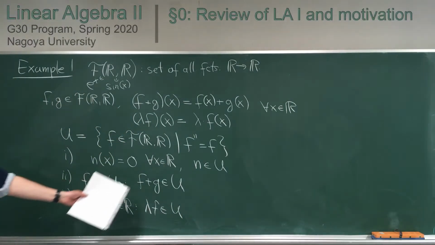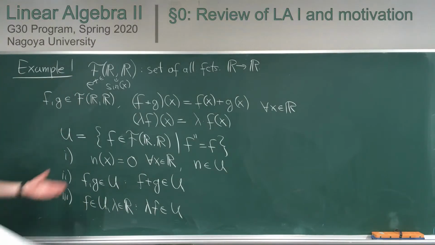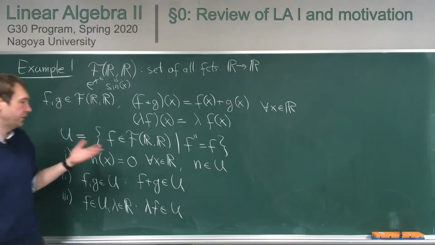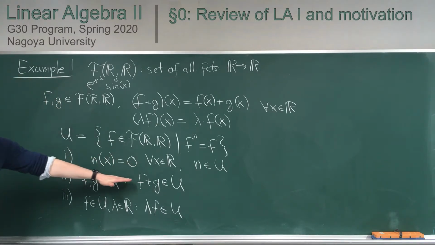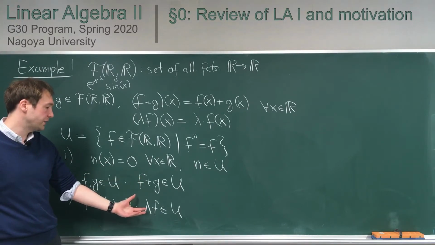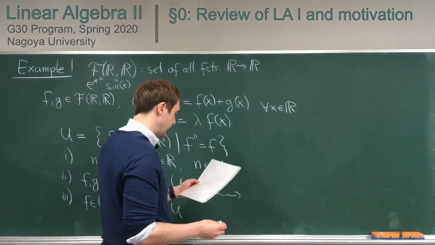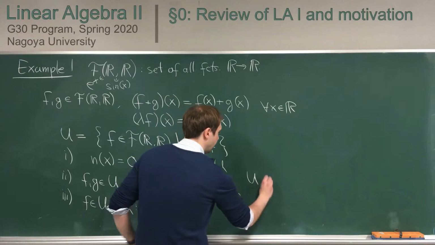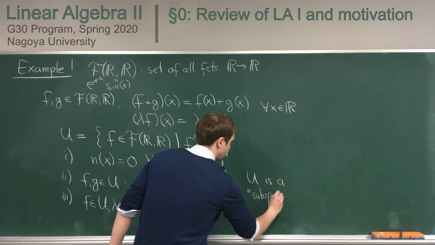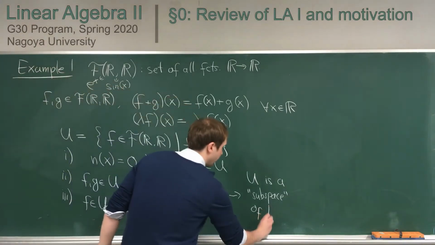Because these just follow from the properties you learn in calculus for the derivative of a function. So you see this U satisfies these three conditions. So there's some zero function which corresponds to the zero vector, and we have addition. So this set U is closed under addition, and it's also closed under scalar multiplication. So from this we could say that U is a subspace of this set F(R, R).